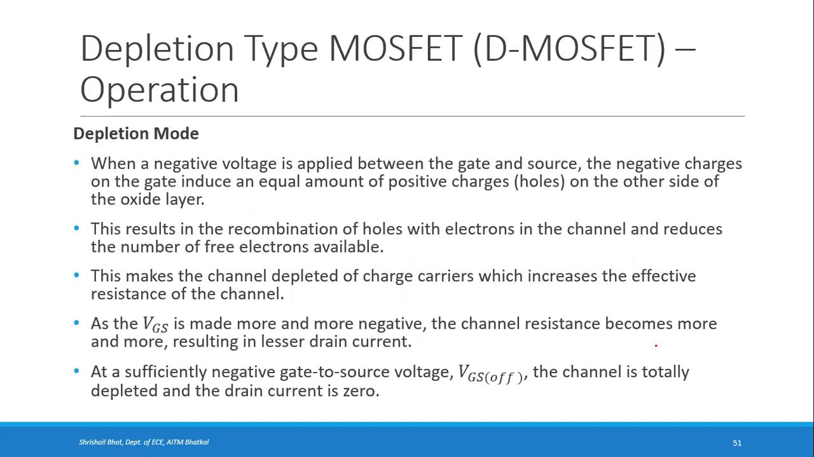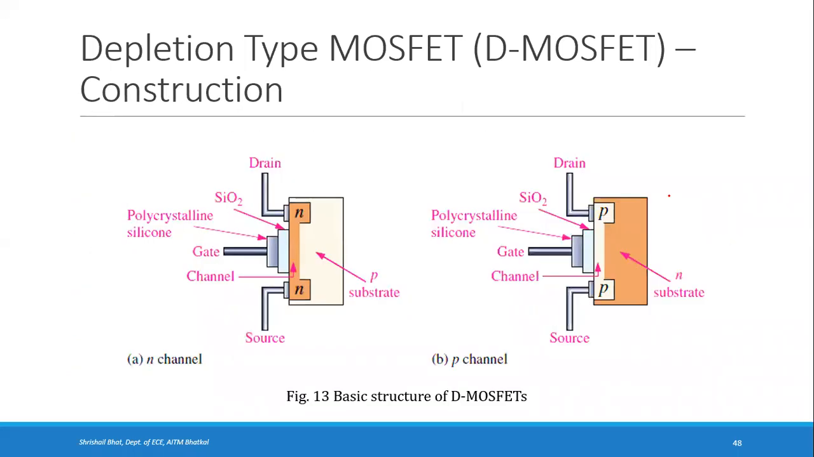So in depletion mode, what happens is you are connecting a negative voltage between gate and source. When you connect negative voltage between gate and source, the negative charges on the gate induce an equal amount of positive charges on the other side of the oxide layer. Now, this is the opposite of what we have seen. In N-channel E-MOSFET, you had connected positive voltage here. Because of the positive charge carriers, negative carriers were induced here that formed the channel. Here, if you connect negative gate voltage, positive charges are induced in the channel.